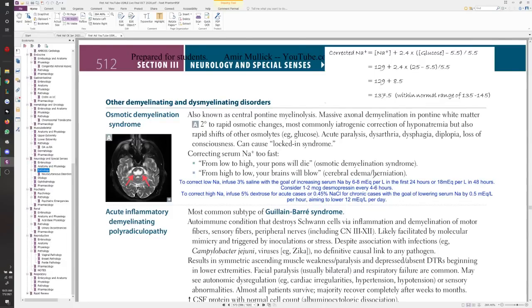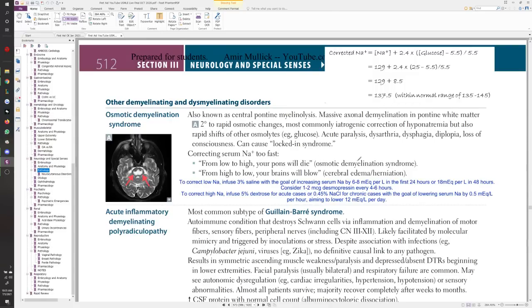So this is the memorization tool that perfectly works for pretty much everyone. From low to high, your pons will die, right? So if someone's hyponatremic and you're increasing their sodium levels, if you increase it too quickly, that's going from low to high too quickly. Their pons will actually get osmotic demyelination syndrome, which is what they're showing you in this image here. And the person can just end up dead also. Not only would the pons die, they can die.